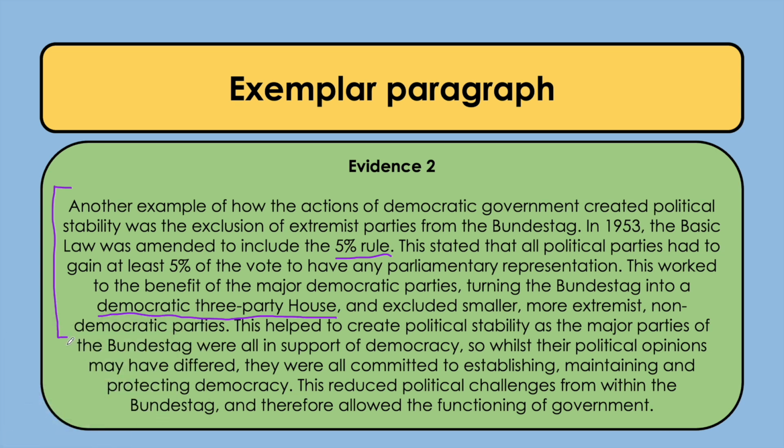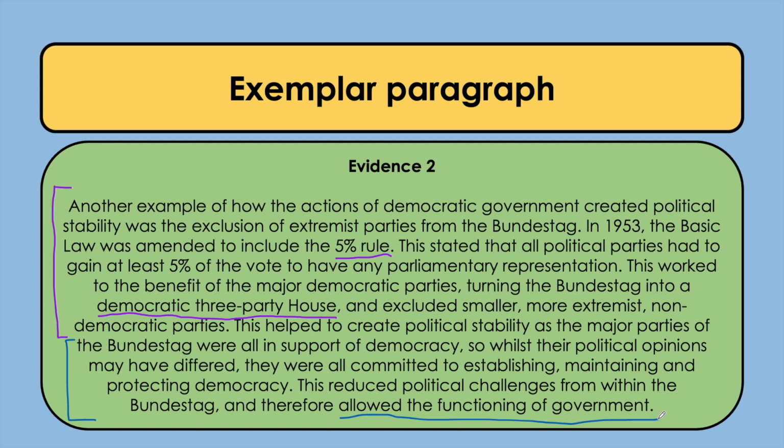The second part, as before, is our explanation. How does that evidence answer our question? How and why does that evidence support our particular argument? Now, remember, for this essay, we're arguing that democratic government was the main reason for political stability. So how does this evidence support that argument? And what you see here as well is a reference back to the criteria as well.